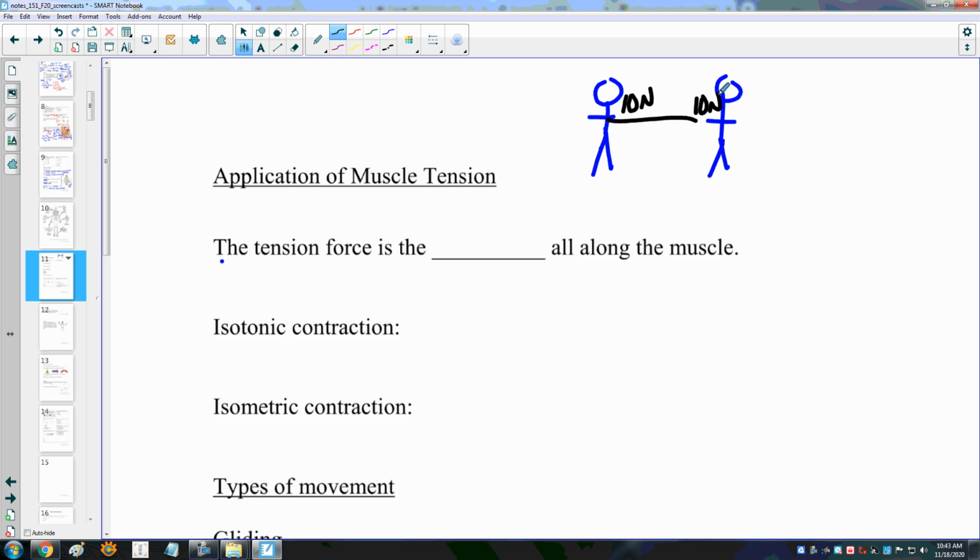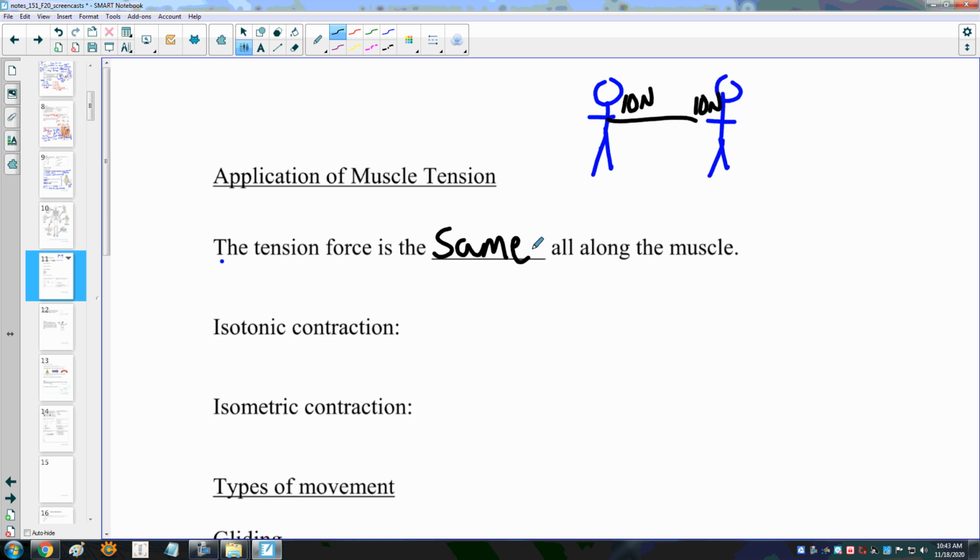And we're going to assume that that's true for our muscles too, and it generally is true, that the tension force is the same all along the muscle. So when you have a force of 10 newtons applied at the point of origin, you're going to get the same force at the insertion point.